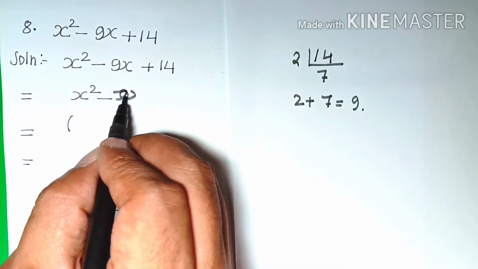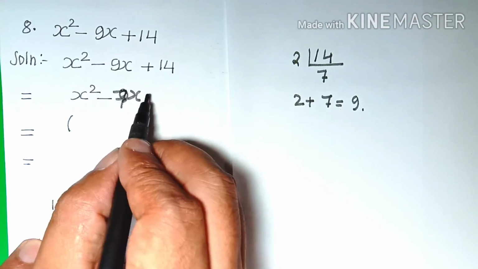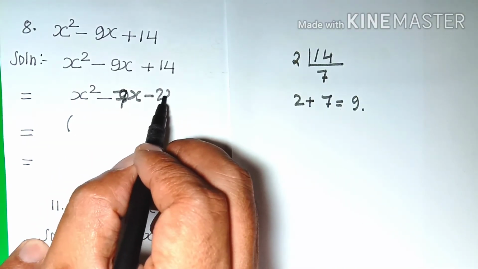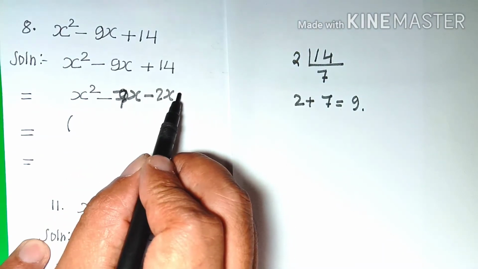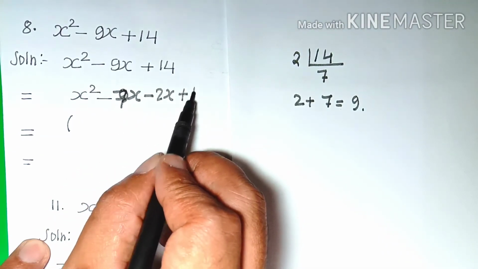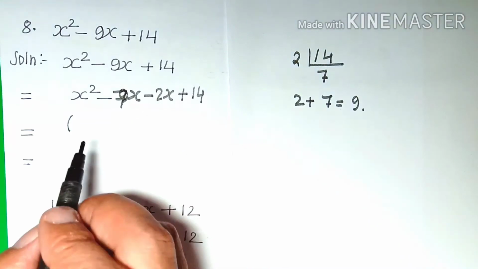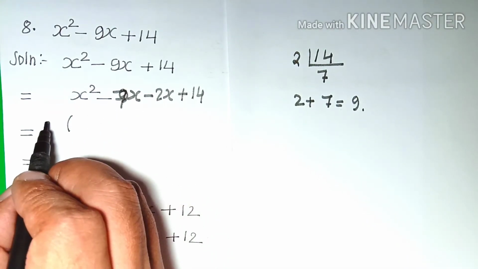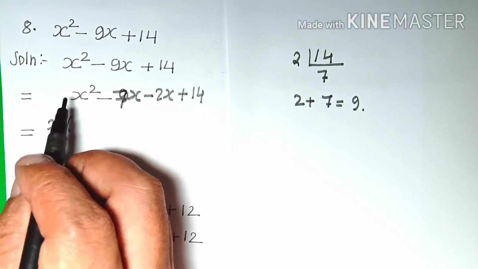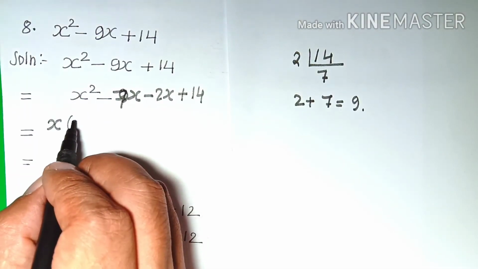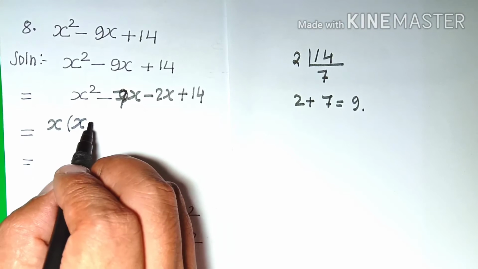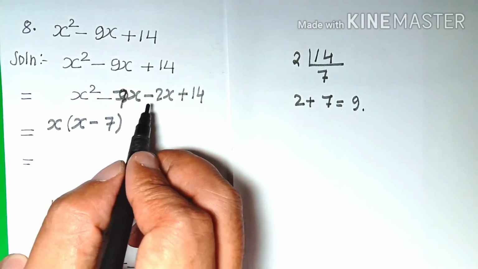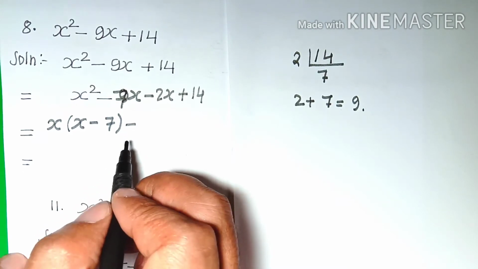That is 7x minus, plus times minus will be minus. Then the second term here we have 2x. The third term you'll have to drop along with the sign, which is 14 here. Now from the first two terms we can take the common factor, which will be only x. After taking x common, we are left with x minus 7. We can close here. You'll have to drop the same sign here, minus.